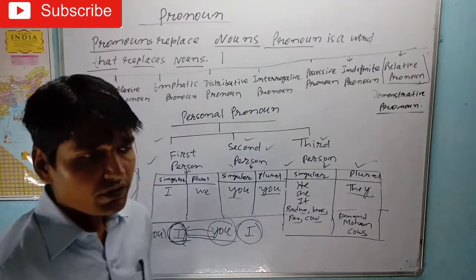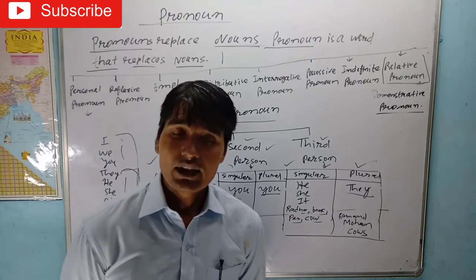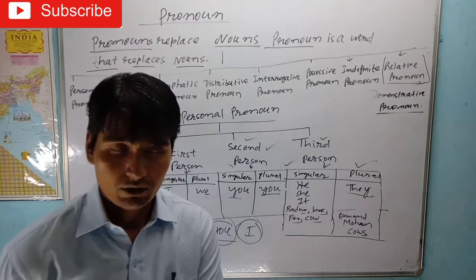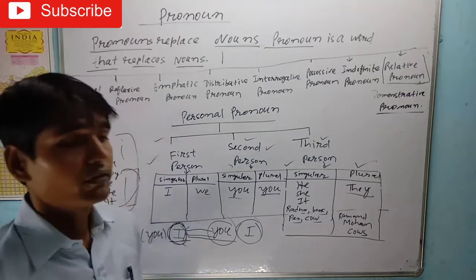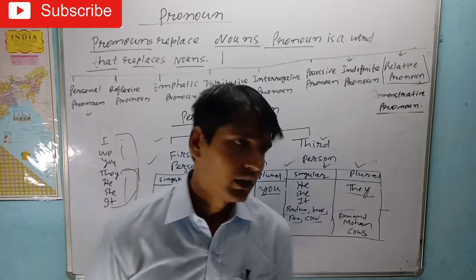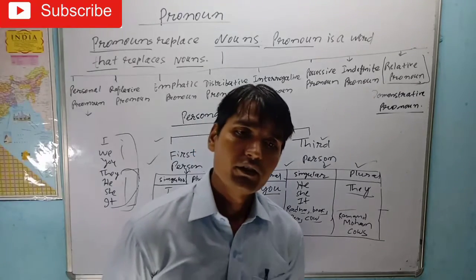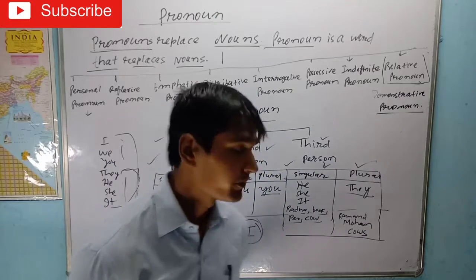Again, when it will be the turn of the you to speak something, then you will speak to I. That time you would be considered as first person, and I would be considered as the second person. So here sometimes I becomes you and you becomes I. So that's why I have written in this way.